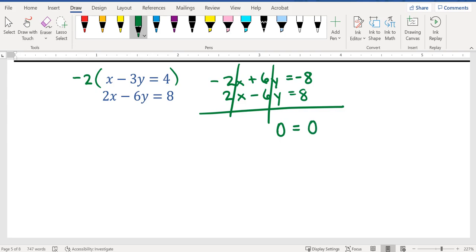Then I say, okay, is 0 equal to 0? Yes. So there must be infinitely many solutions.